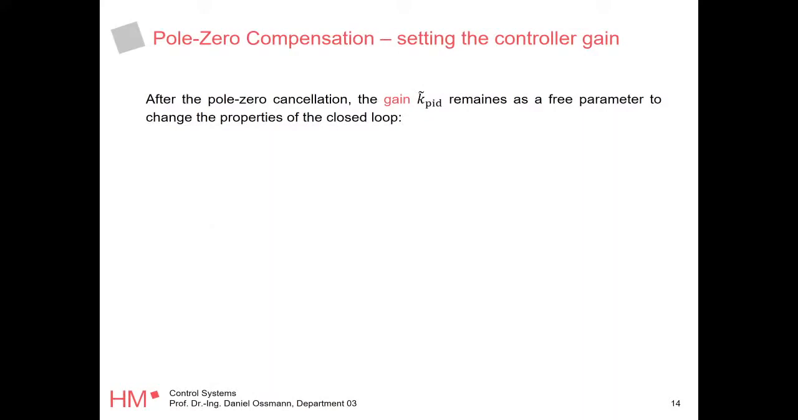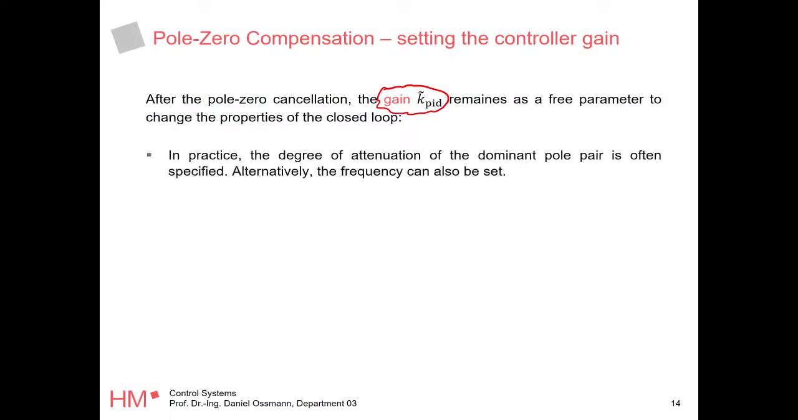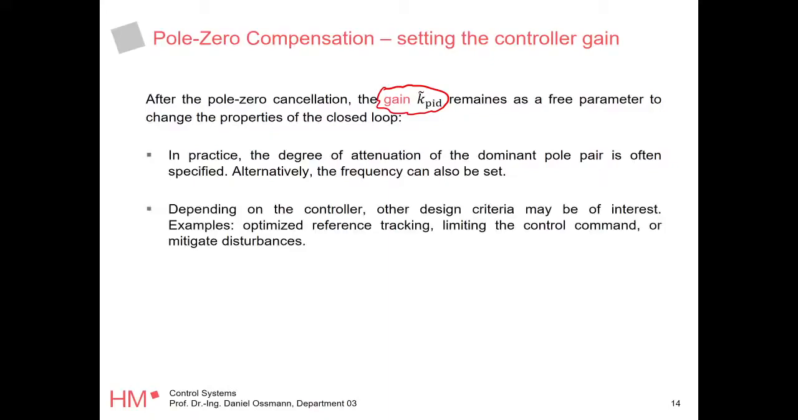So when we think about the PID controller, we already used 2 of our 3 free parameters. And what's left is this KPID, right? There's still the gain of the controller. And we can use that gain, for example, to set the damping of the dominating pole pair, or the frequency, whatever you like. But you could have other interests, like limiting the control command or reference tracking. In this lecture, we are mainly going to use it to set the damping of our system.